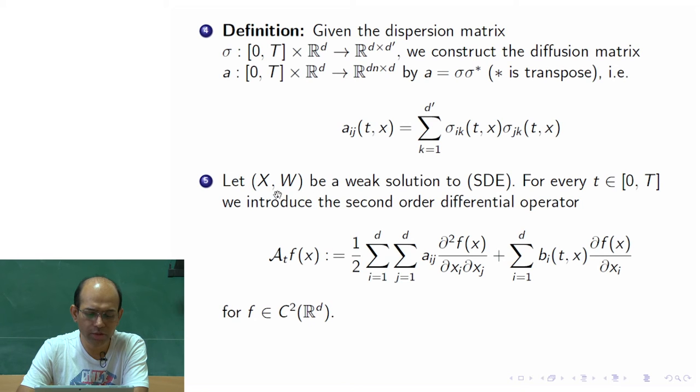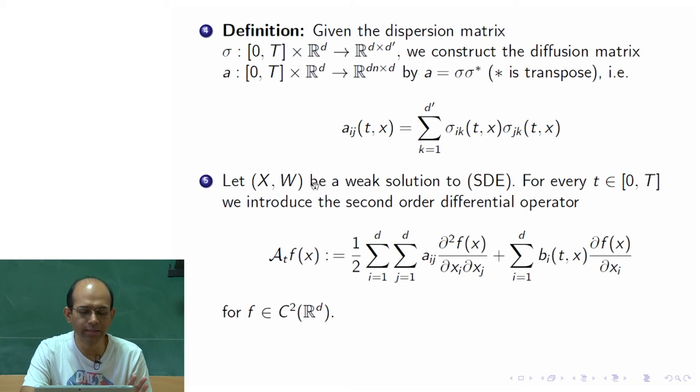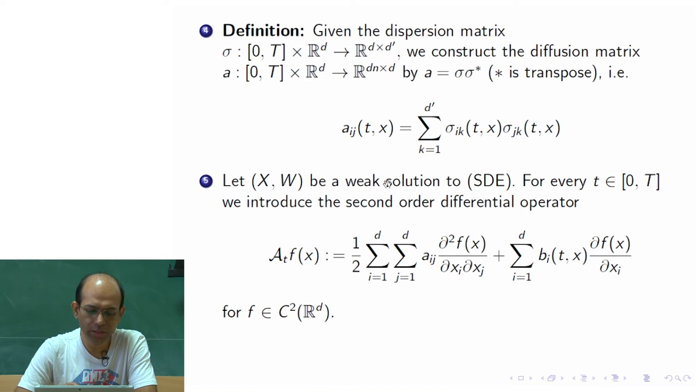Let X, W, this pair, be a weak solution to the SDE. Sometimes we do it this way: for an SDE, we do not mention the whole triplet, because the filtered probability space also should be specified. But to avoid repeated mentioning of the filtered probability space, we omit it. Although we omit it, we always remember that it is hidden here, and we just write the pair for the solution and the Brownian motion. When I say Brownian motion, that means the Brownian motion together with the filtered probability space. It is a hidden thing, but we should always remember it is there. So, let X, W be a weak solution to the SDE.